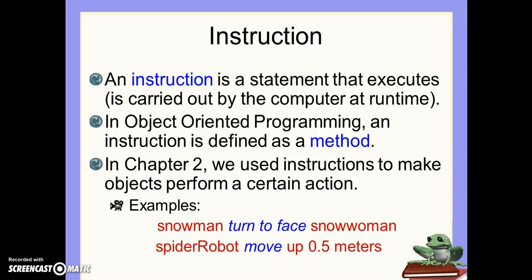Now, if we're using something like object-oriented programming, then we will be using methods. And that's what we're doing here in Alice: we're using methods as we manipulate objects. Back in the last chapter, we were able to use methods and instructions to make the objects perform certain actions. So, for example, you take an object like the snowman, turn to face a snow woman, or spider robot, move up half meter.